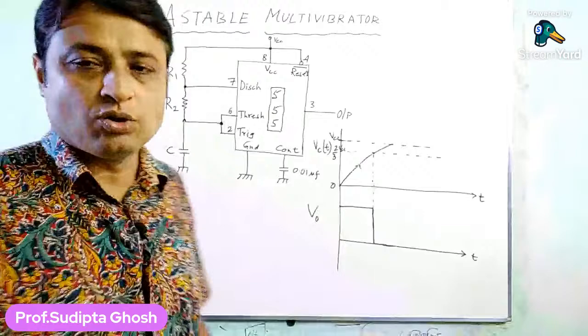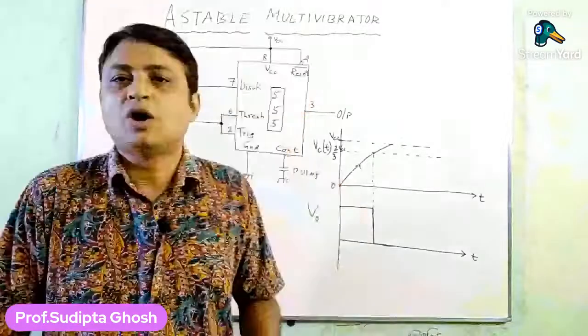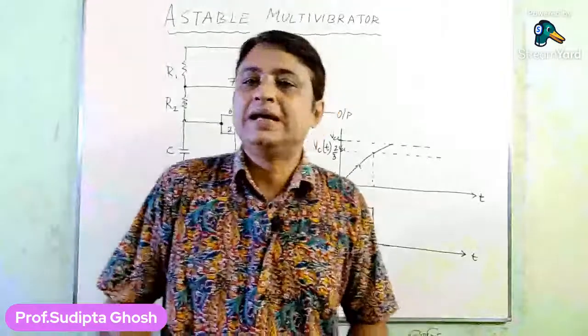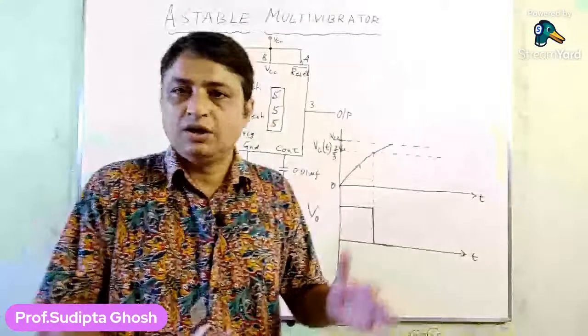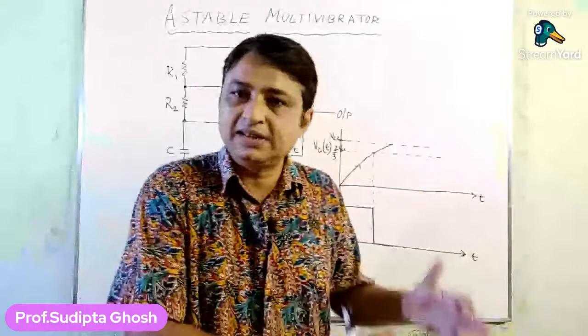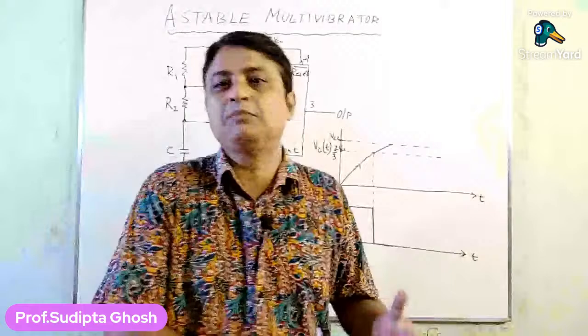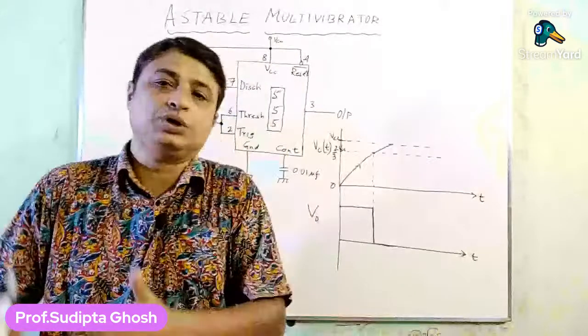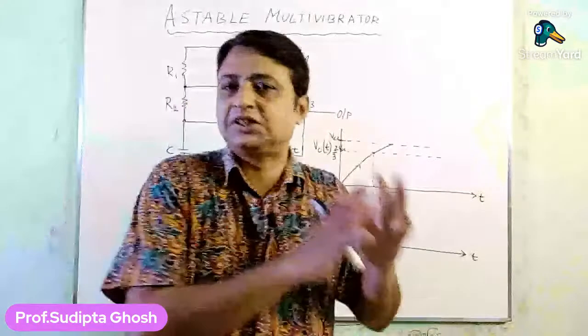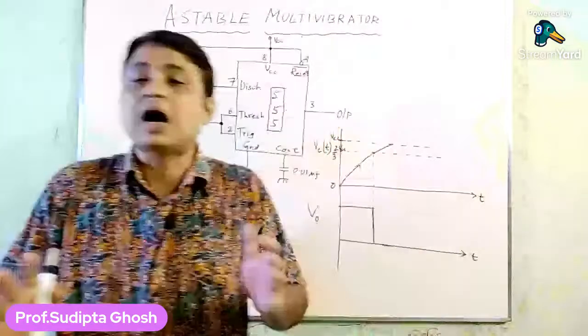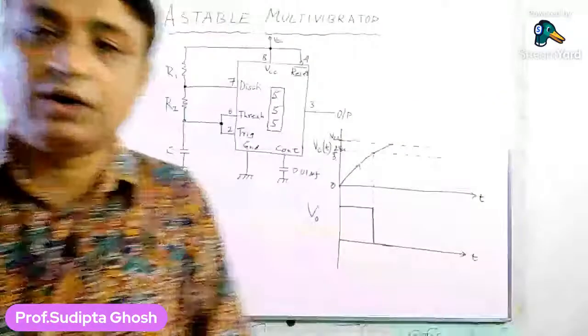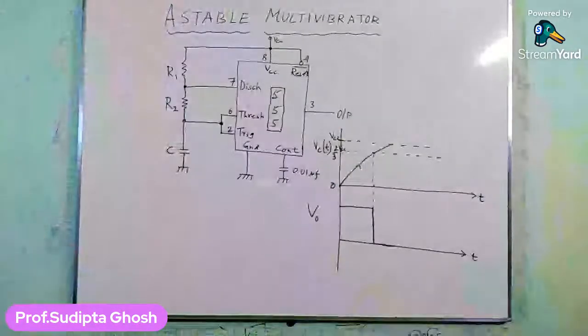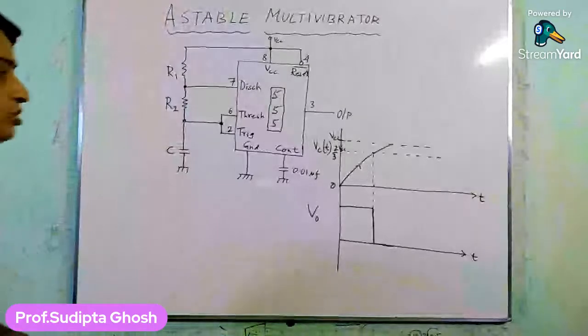Have you got it? Why the time constant of the discharging of this capacitor is R2 into C, and the charging time constant was R1 plus R2 into C. So the time constants of charging and discharging are dissimilar, are not equal. So the charging time constant is R1 plus R2 into C.